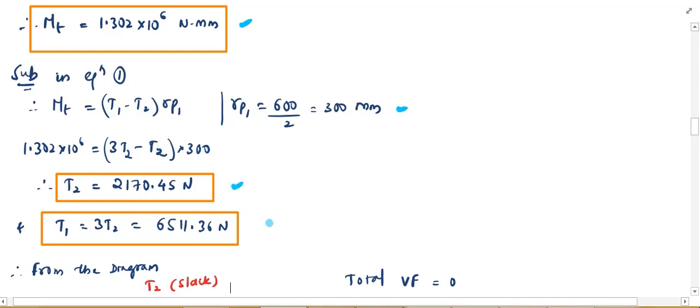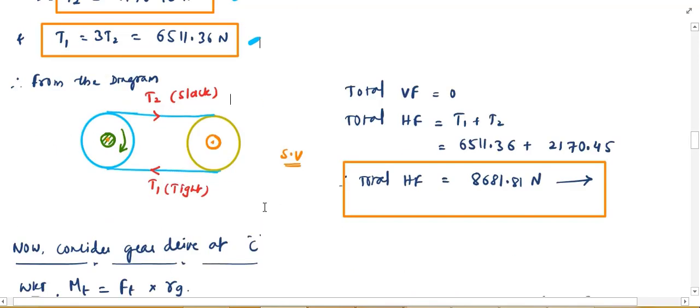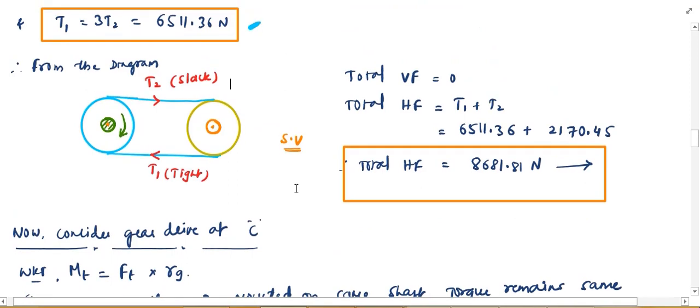So upon substitution, I will get T2 equal to 2170 Newton and T1 equal to 6511.36 Newton. So from the diagram here, I have a shaft and I have a pulley of 600 mm, and behind this I have one more pulley, and this is the side view. So this hatched one is the design shaft.